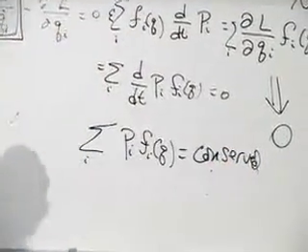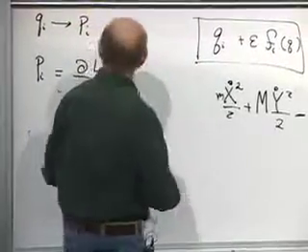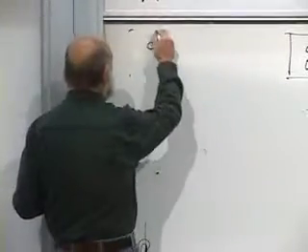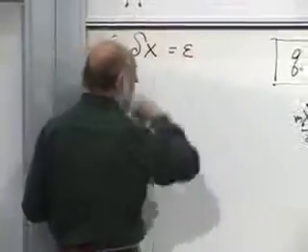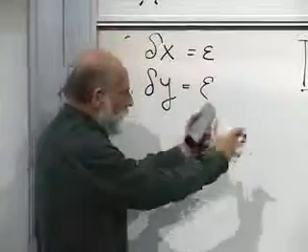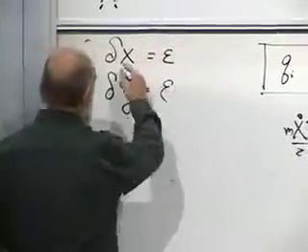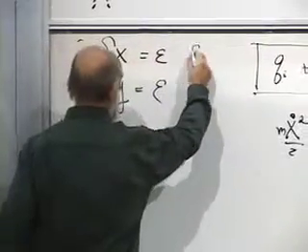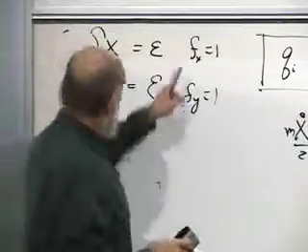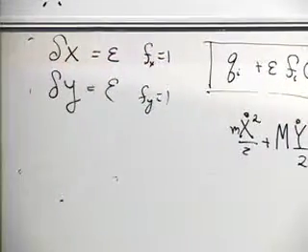Let's work out an example or two. Well, here's an example right here. First of all, delta x is equal to epsilon. Delta y is equal to epsilon. That's the common shift of both coordinates. Right? Well, that just says that f_x is equal to 1 and f_y is equal to 1. X just shifts by amount epsilon. The f is 1.